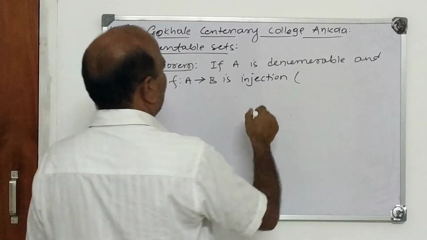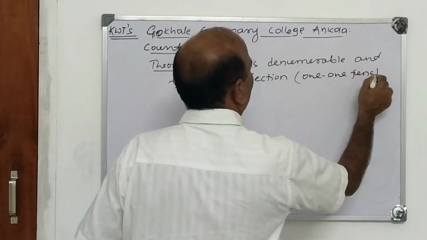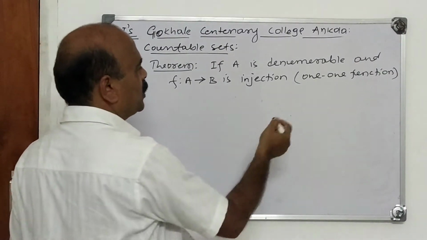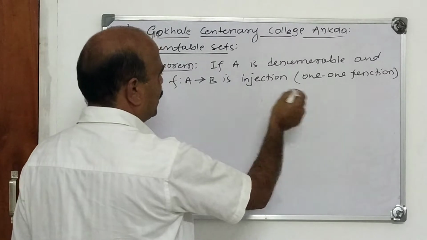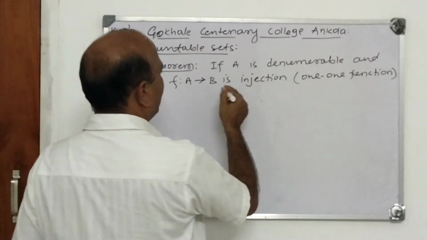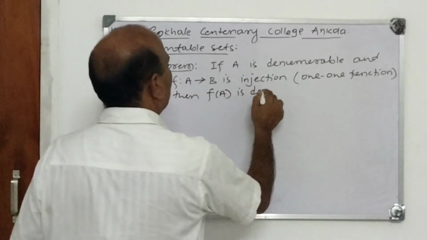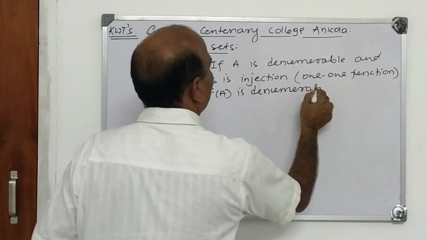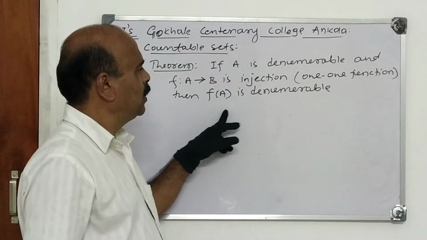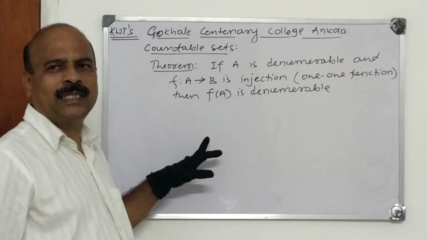Injection means a 1-1 function. If f is 1-1 then it is called injection. Onto is called surjection, and 1-1 and onto both is called bijection. See, the result is like this. If A is denumerable, f from A to B is injection, then f of A is denumerable. Now this is an important tool which is helpful while proving certain sets are countable or uncountable.